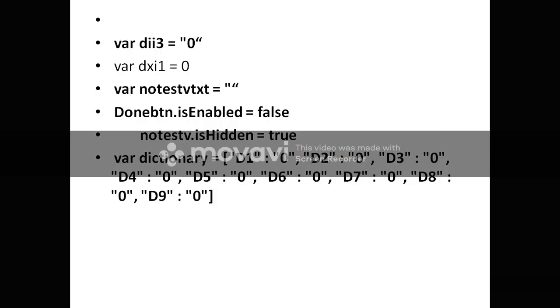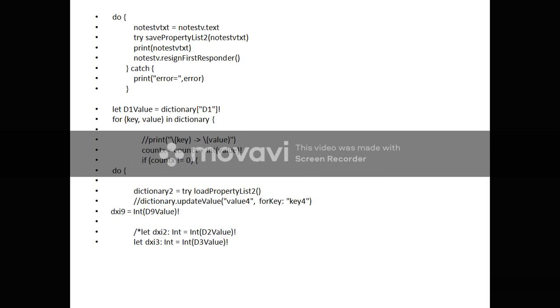These are examples of declaring variables. You can also define dictionaries like this. This is an example of using the parameters shown before.